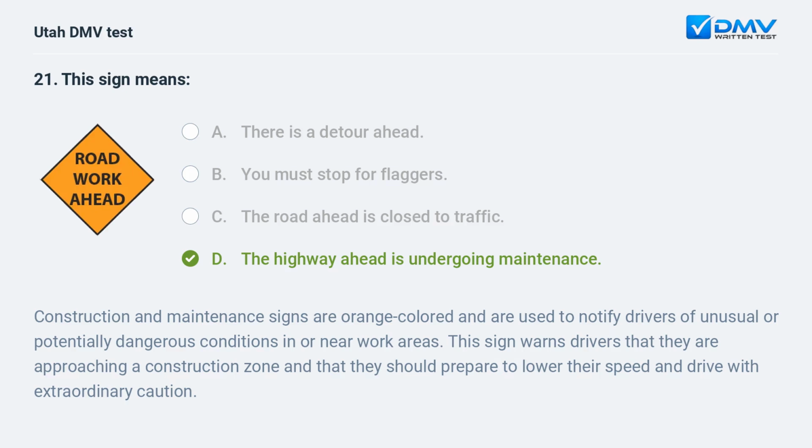Construction and maintenance signs are orange-colored and are used to notify drivers of unusual or potentially dangerous conditions in or near work areas. This sign warns drivers that they are approaching a construction zone and that they should prepare to lower their speed and drive with extraordinary caution.